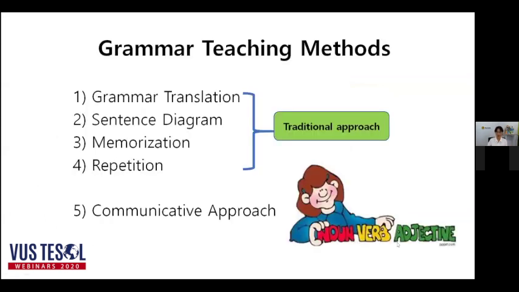So, grammar teaching methods. Number 1, grammar translation. Number 2, sentence diagram. Number 3, memorization. And number 4, repetition. These are the traditional approach. And number 5 is communicative approach. And there are many more, right? But today I'll just focus on these 5 things.